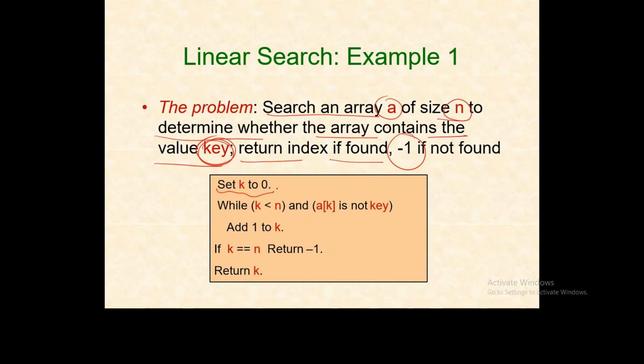So we are just initializing here: set k equals 0. We are doing a comparison operation while k is less than n. We have made two conditions here, and A of k is not key. Till then this loop will execute, and this is the body of the loop: add 1 to k. We just increase k up to n, and at the end we simply check if k equals n, then we return -1, otherwise return k.